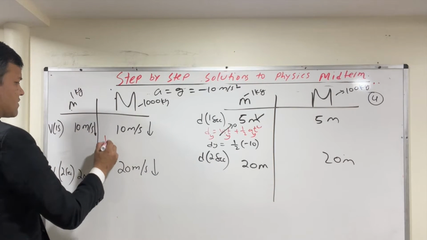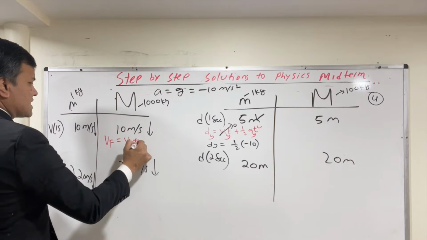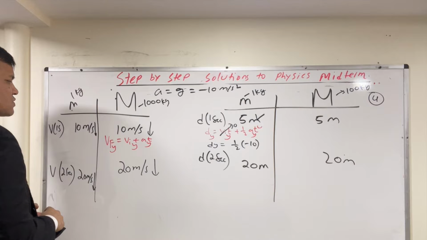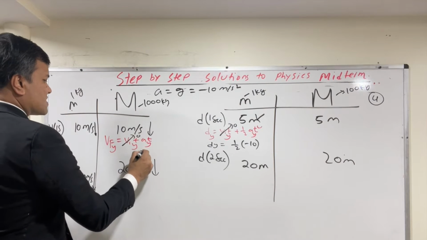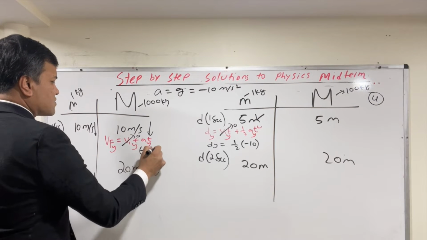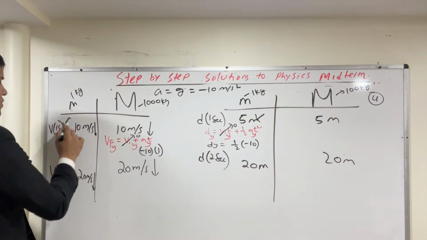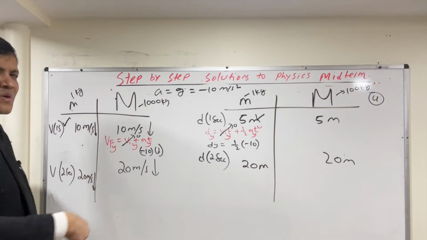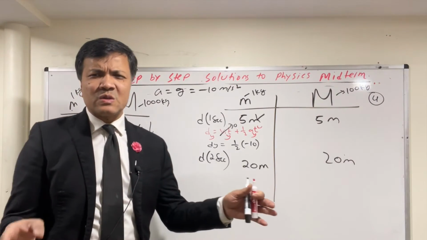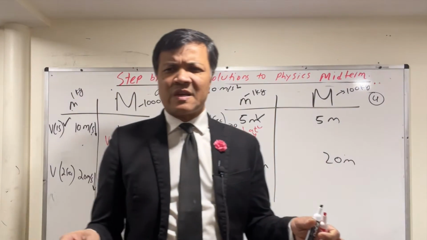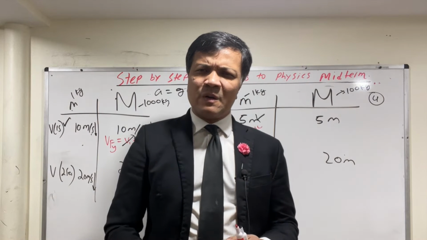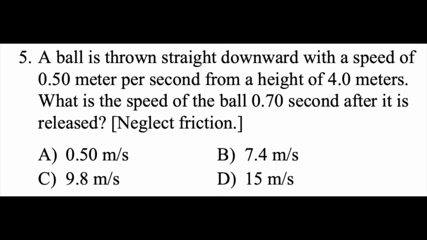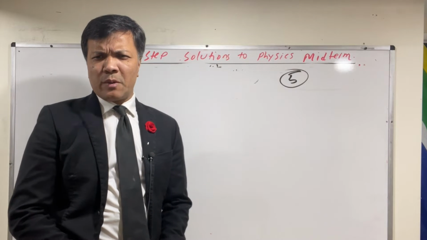For the heavy object, Vf is equal to Vi plus at, of course in the y direction, because it is falling in the y direction. So this one is 0. So this one is negative 10 times 1, because it's the end of 1 second. So of course it's 10 meters per second down. Okay, so mass has nothing to do with object velocity and object displacement when it is falling, because it's free fall. So let's go to problem number 5.